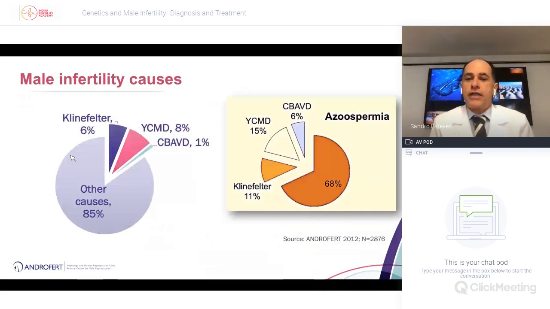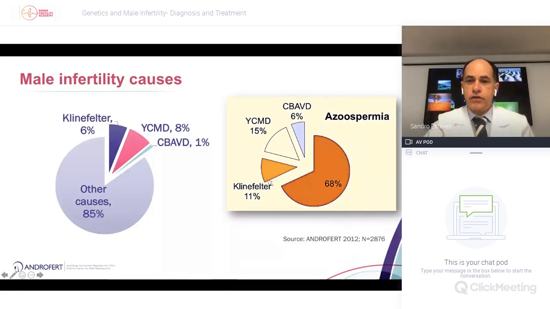So in the right panel, when we think about only patients with azoospermia, you see that these three conditions could make up a significant proportion of patients with azoospermia, explaining several of the scenarios we see related to azoospermia.